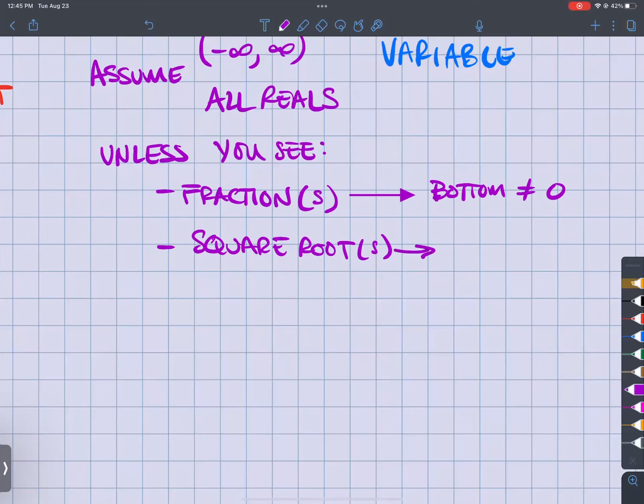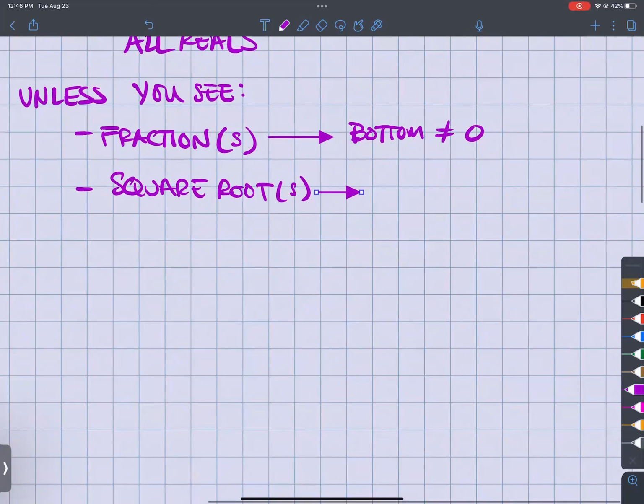And with a square root, anybody? Yes. I'm gonna use a word here that you're like, what the heck is that? The radicand has to be greater than or equal to zero. It can be zero, only when it's in the denominator of a fraction is where it cannot be zero, right? So with a square root, the radicand has to be greater than or equal to zero.